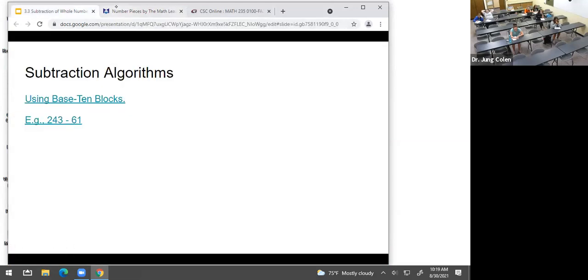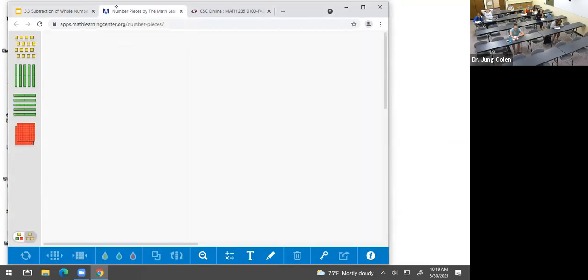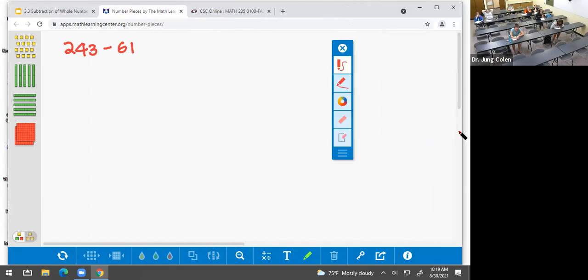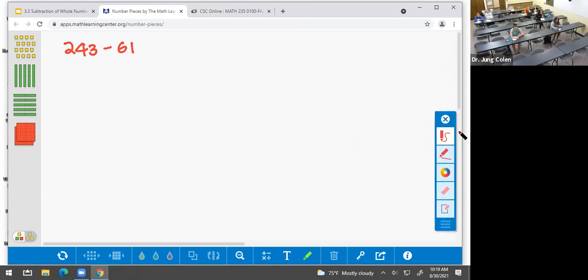Let's think about 243 minus 61. The thing I don't like about this manipulative is that it doesn't show the place values with columns. Remember the other one, it shows the columns for each place value: ones, tens, hundreds. So in that sense, I like the other one more. But I just wanted to know all these things.